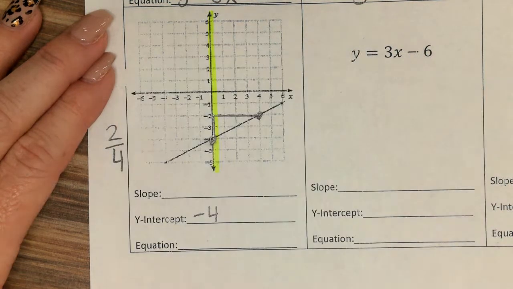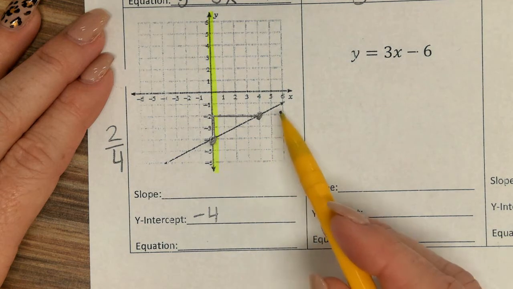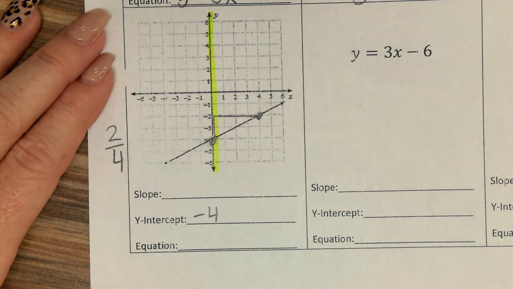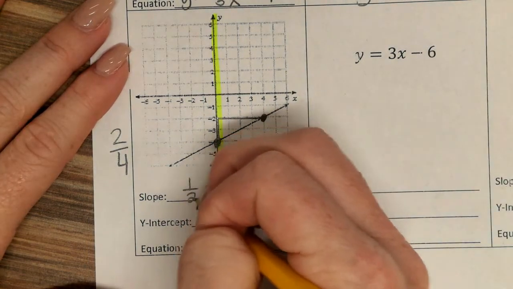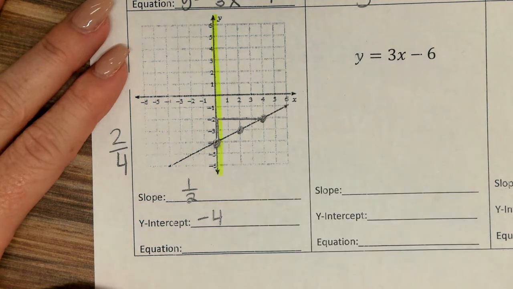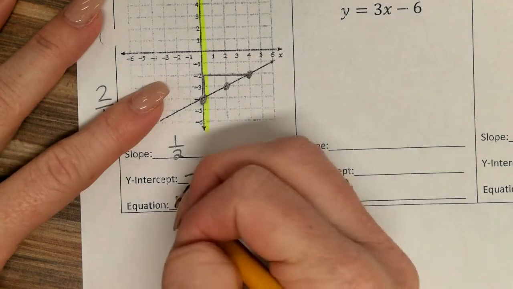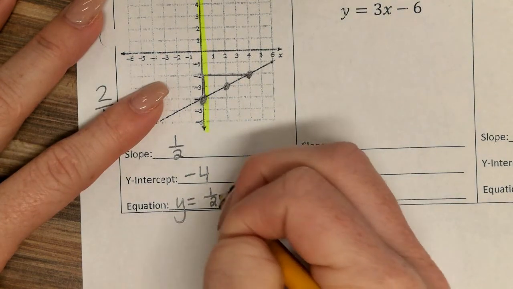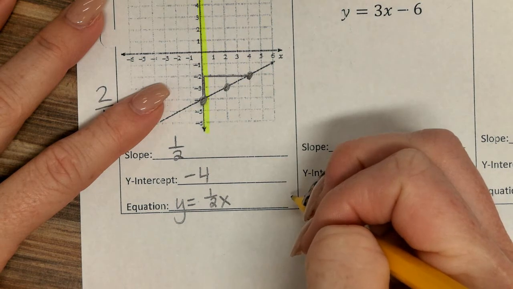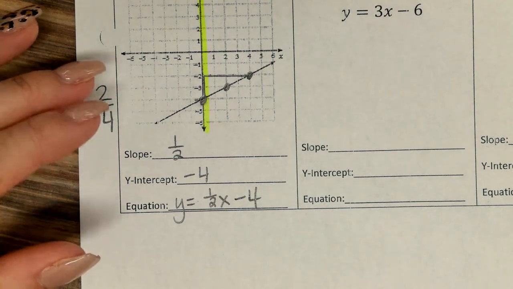Is it positive or negative? Because it's going up. And 2/4 is not simplified, is it? So I put in my calculator, simplifies it to 1/2. And if you would have noticed, I could have used those two dots and gotten 1/2. So it gives you the same answer. In my equation, y equals 1/2 x minus 4. Or plus -4, just not two negatives.